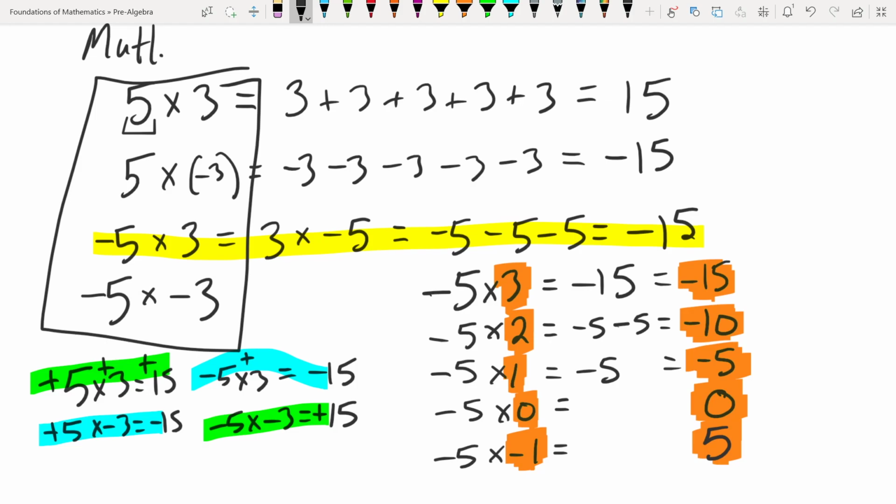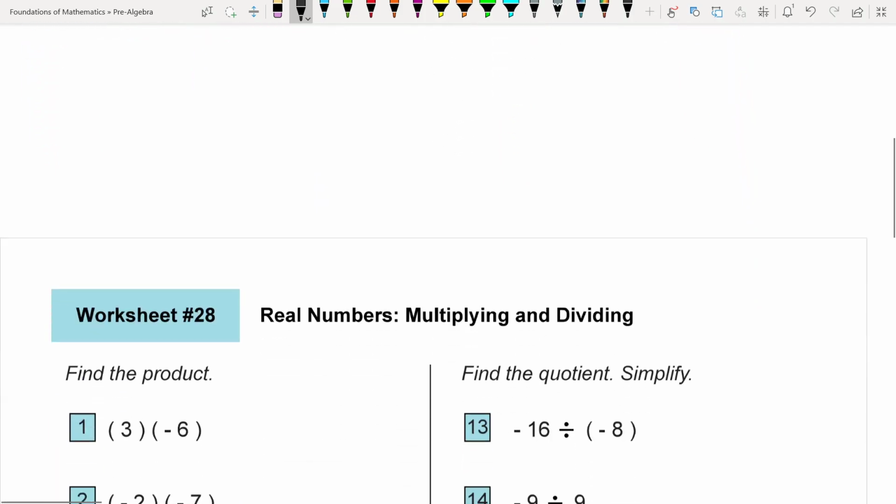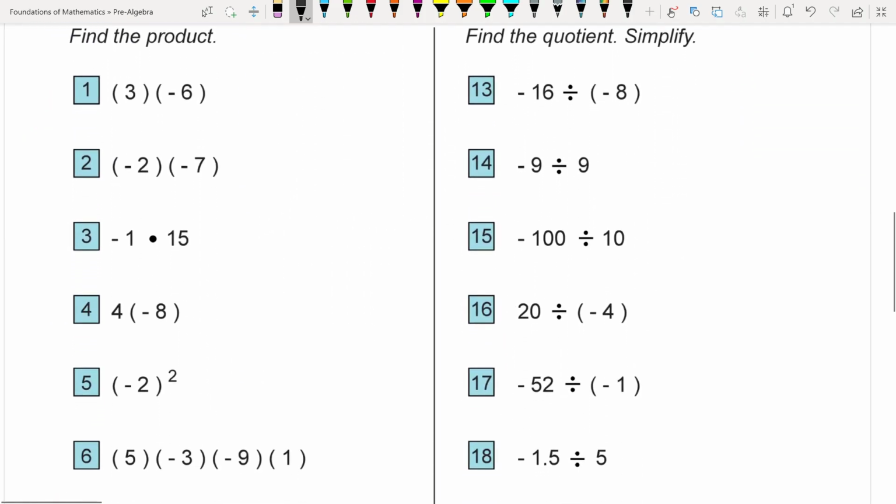Okay, let's try these properties out on some example problems. We're just trying to find the product here and then find the quotient. So 3 times negative 6, positive times negative is negative. 3 times 6 is 18. And that's all there is to it. Negative times negative is positive. 2 times 7 is 14. Of course, we don't need to write the plus. It's assumed to be positive if there's nothing written there. Negative times positive is negative. 1 times 15 is 15. Note that I could drop these parentheses here and write 3 times negative 6.